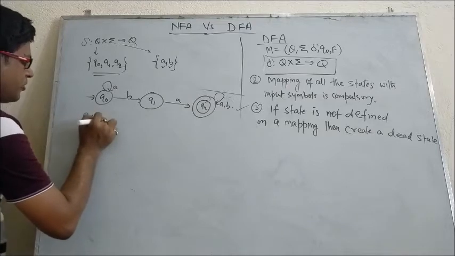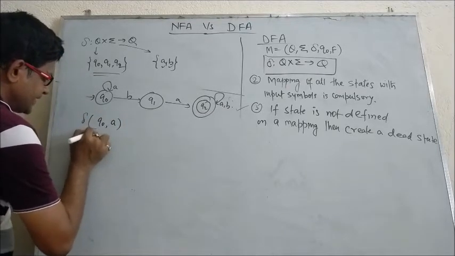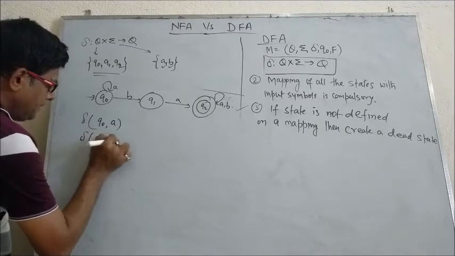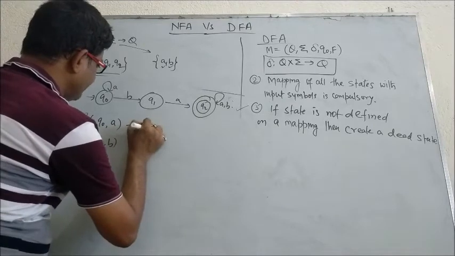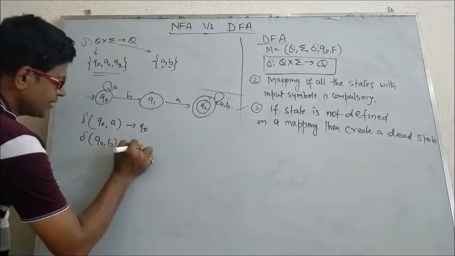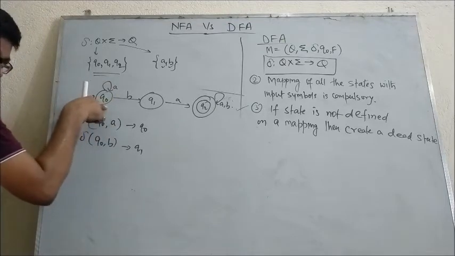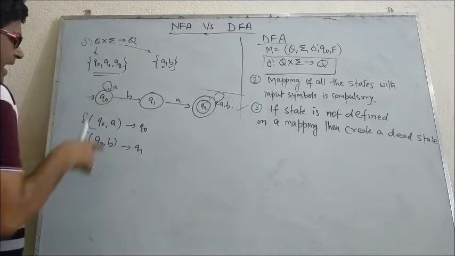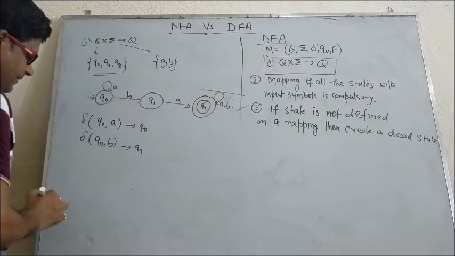So transition function on Q naught. So what is Q naught? On A, and transition function on Q naught on B. Okay, so on A I will get Q naught itself, and on B I am getting Q1. See, on Q naught, on giving A, we are residing in the same state, and while giving B I am reaching Q1.